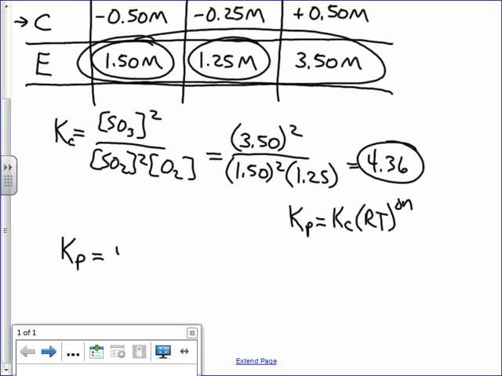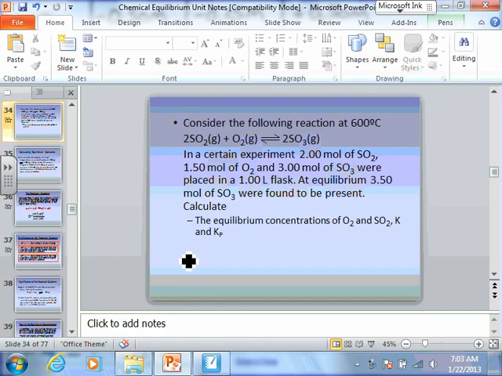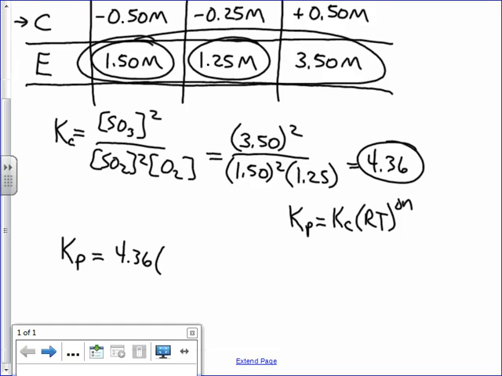So Kp equals 4.36 times R, which here is 8.314, I believe. No, I'm sorry. Oh, come on. We're doing this with respect to pressure in atmospheres, so this is going to be 0.08206. Okay, so I guess maybe I should bracket this, and then we'll multiply that by the temperature, which I forget. Oh, at 600 degrees Celsius. Now our temperature has to be in Kelvin, so we add 273 to that. This is a pretty hot reaction here. 873.